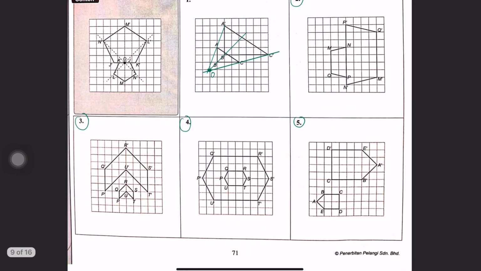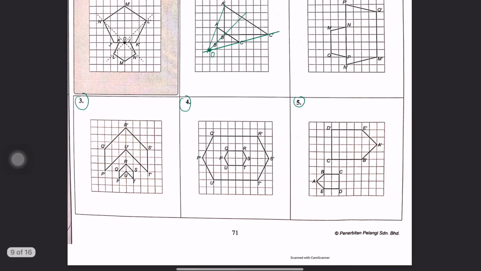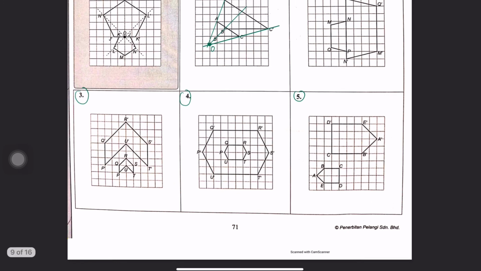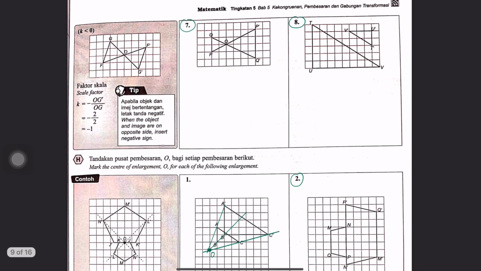So I think that's it for this learning standard. Now the second learning standard.